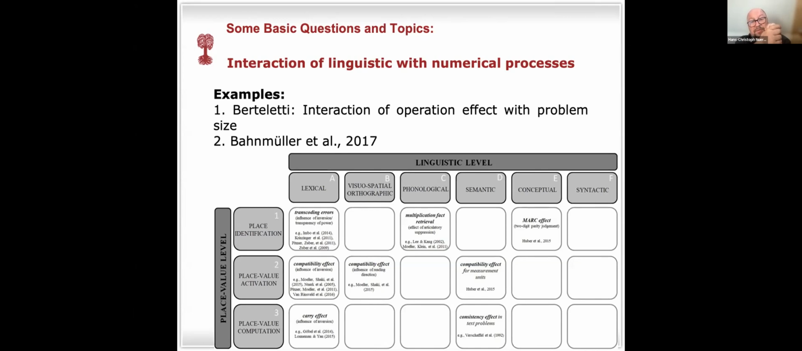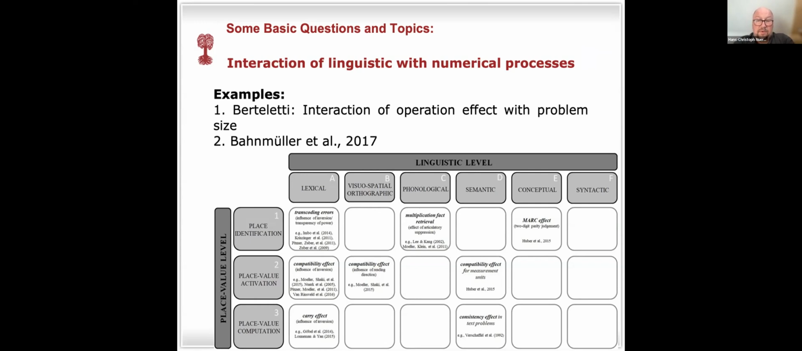And this is an example from the taxonomy of Barnmüller et al., where we had the different linguistic levels here, but for place value processing, we have, without going into detail, basically 3 different place value processes: place identification, like in transcoding; place value activation, that you know what value is associated with what place; and computation, like in the carry effect, that you carry over.